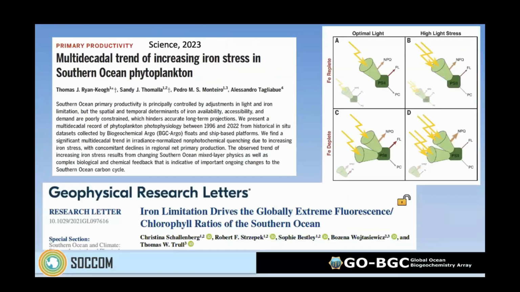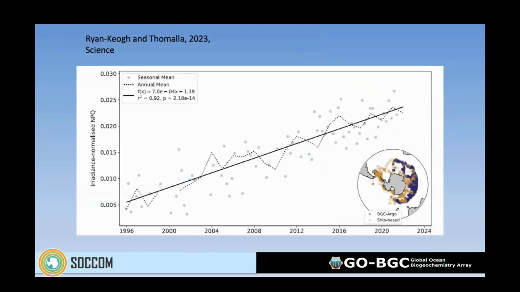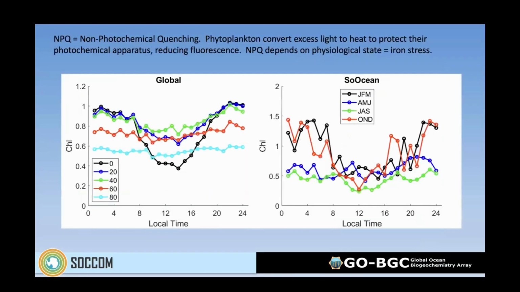But where I wanted to leave you, this is something that Yui talked about. There's a whole evolving field now of looking at non-photochemical quenching of chlorophyll and relating that to iron stress. This was the paper, Yui's list of favorite papers up here, Ryan Keogh et al. in Science this year. Another paper by Christina Schallenberg, iron limitation drives the globally extreme fluorescence to chlorophyll ratios in the Southern Ocean. And they're all driven by the non-photochemical quenching.